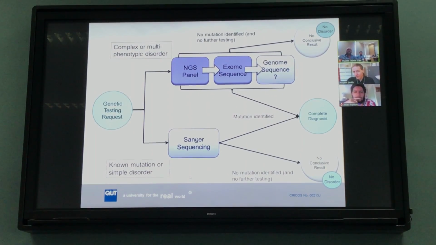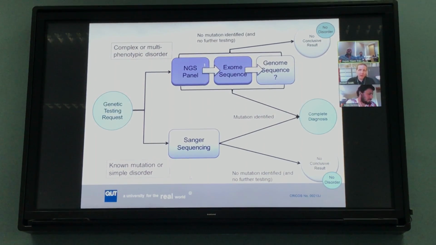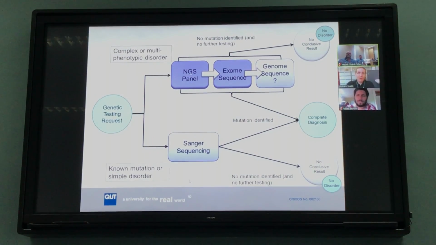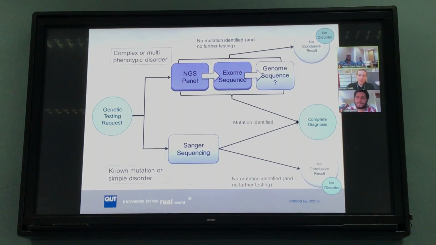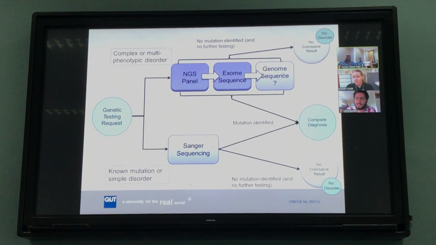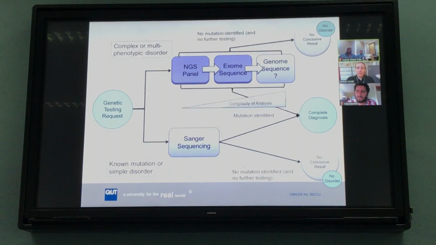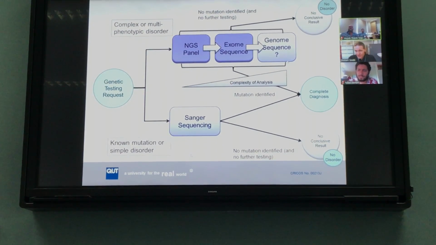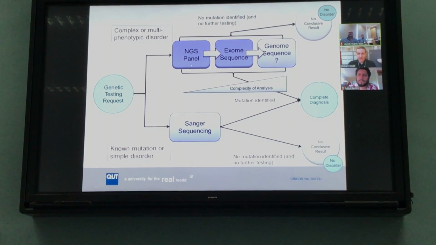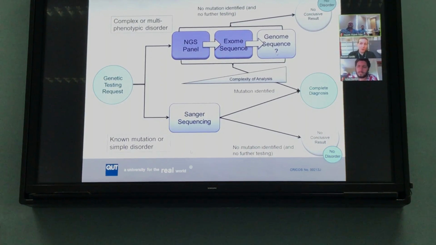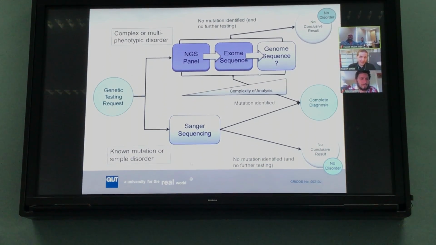Where things are more complex, where we don't know where the mutation is going to be, we have to go up to this side, where we have our next generation sequencing panel, or exome sequencing, or in extreme cases, we might have to go to genome sequencing. Now, we have the same results here, but the problem is that the complexity of this analysis increases enormously, going from the NGS panel all the way up to genome sequencing potentially.